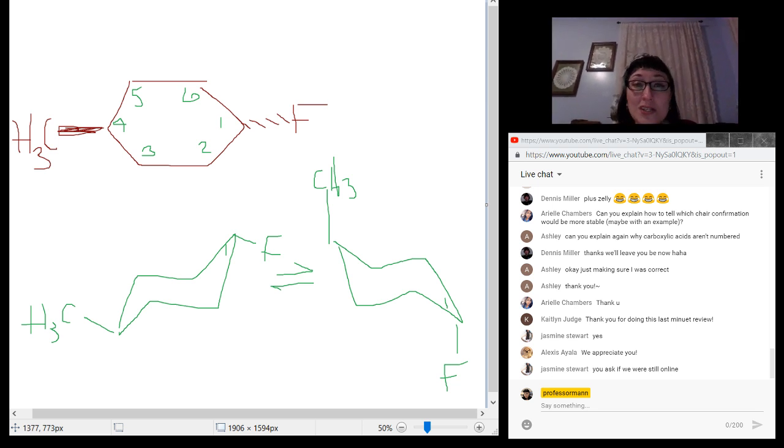I asked which one was more stable, what would you say? The one on the left or the right here? Number 1 or number 2? And that one should be easy to figure out which one's more stable.